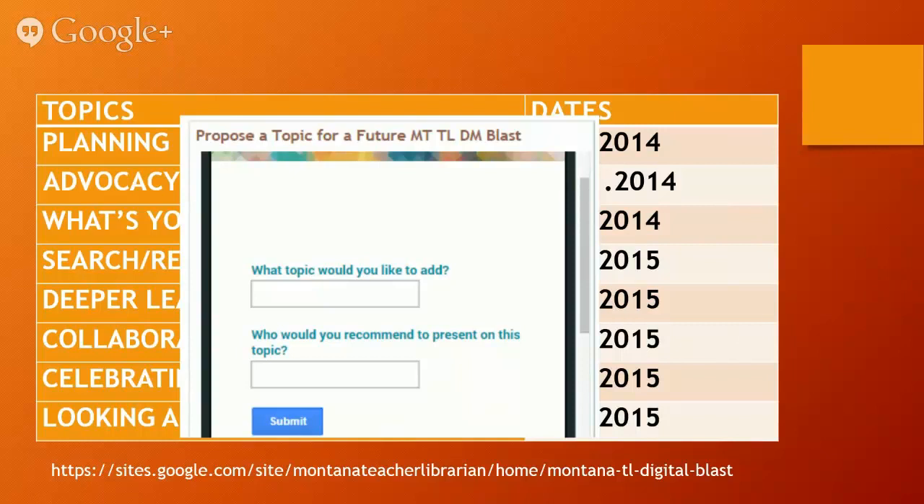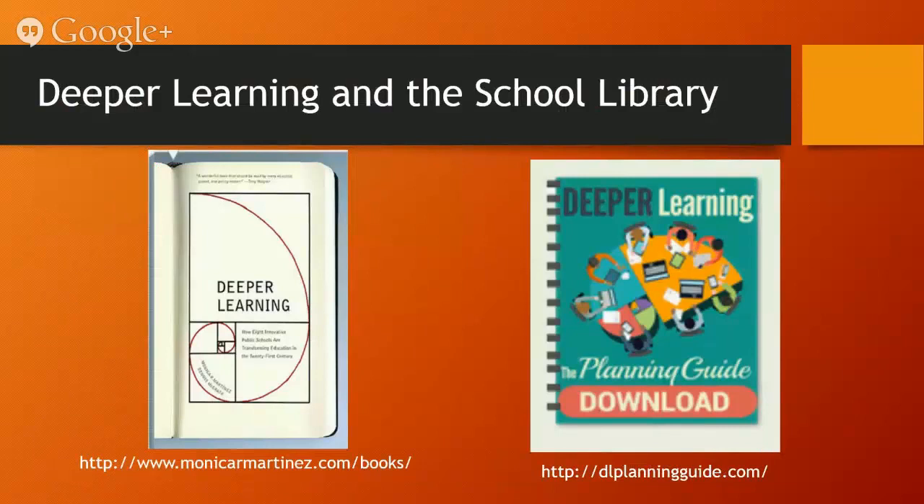So with that introduction, let's go ahead and get on with our topic, which is deeper learning and school libraries. The origin for this topic is really my reading of a book called Deeper Learning by Monica Martinez and Dennis McGrath, and also a new companion to that, which is a Deeper Learning Planning Guide. Monica Martinez and Dennis McGrath studied 8 schools around the country of different configurations and sizes, and they came up with basically 6 principles that these highly successful schools shared.